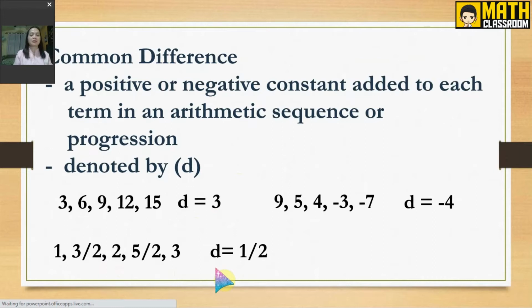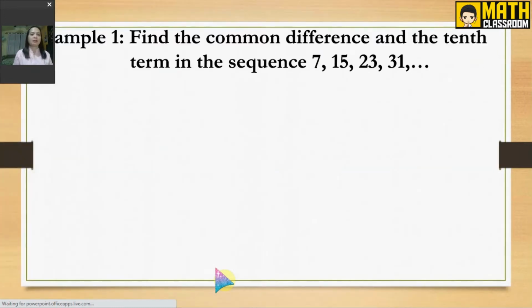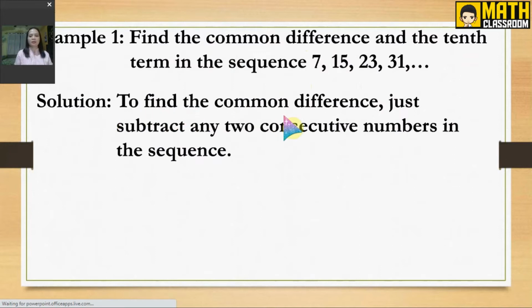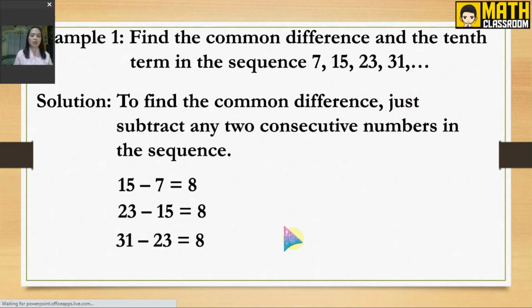Okay, let's have some sample problems. We have example number 1. Find the common difference and the 10th term in the sequence 7, 15, 23, 31. First, find the common difference. How will we find the common difference? To find the common difference, just subtract any two consecutive numbers in the sequence. So we may subtract 15 minus 7 is 8. We may use 23 minus 15 is 8. And also 31 minus 23 is 8. So therefore, the common difference there is 8.